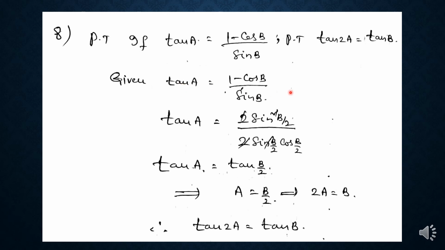By simplifying this, what we will get: tan A is equal to... here 1 minus cos B can be written, by using the submultiple angles, 1 minus cos 2A is equal to 2 sin square A, and 1 plus cos 2A is equal to 2 cos square A. So 1 minus cos A is equal to 2 sin square A by 2. By using the submultiple angles, 1 minus cos B can be written as 2 sin square B by 2, and sin B can be written as 2 sin B by 2 into cos B by 2. So that 2 gets cancelled.